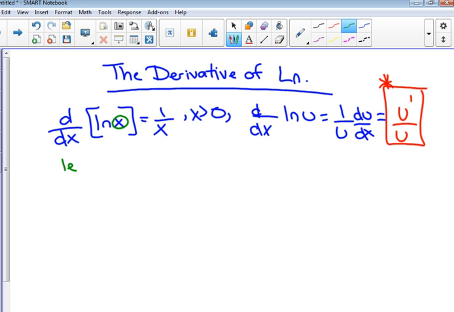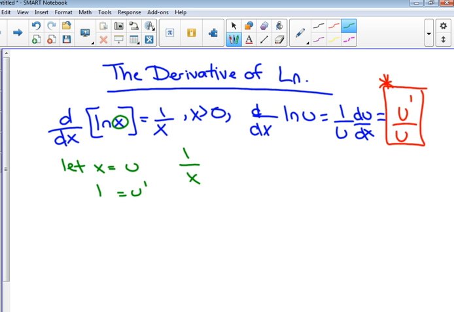But if you let x equal u, what's the derivative of that? 1. Good. So u prime is just 1, so that's why it's 1 over x, u prime over u. So see how it's like an extra thing for you guys to memorize? But it really is the same thing of doing u prime over u every time.